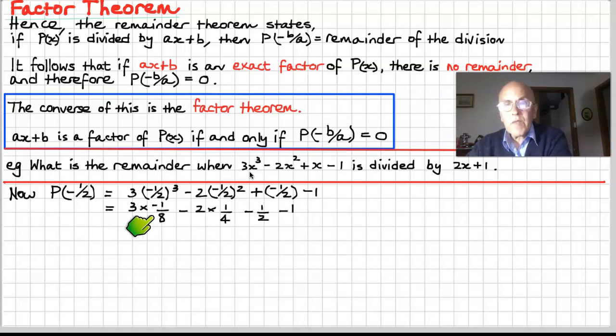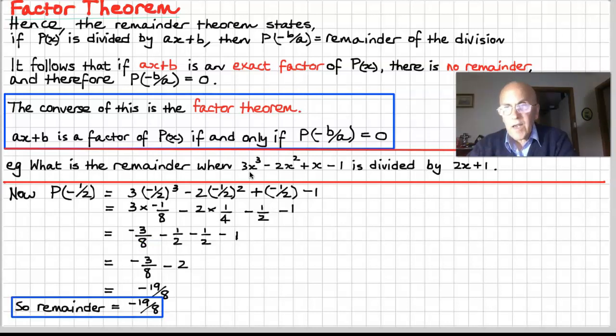We get 3 times minus an eighth, minus 2 times plus a quarter, minus a half, minus 1. So, whittling it down line by line, minus 3/8 minus a half minus 1. Well, that gets us minus 2 and 3/8, so that would be minus 19 over 8. So that is the remainder that you get when this is divided by 2x plus 1.